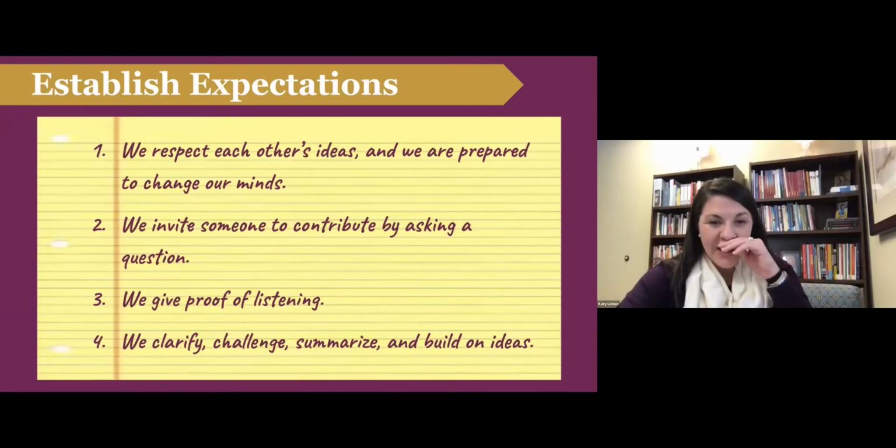Thank you, Jenny. I was also going to say, Jenny, I really like the 4 that you've outlined here. I think they're really helpful, especially number 3. I really love when we encourage students to give proof of listening, whether that's just through their body language, or whether it's just giving proof by repeating back what they're hearing from their fellow students. I think it's really, really important.